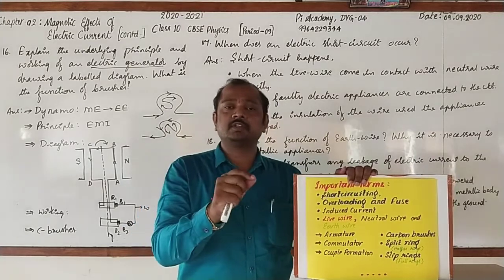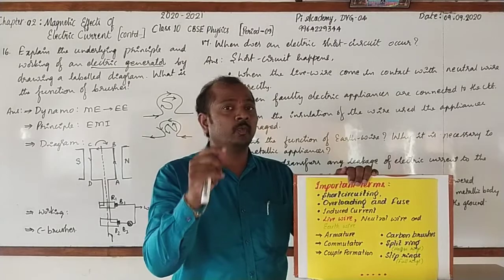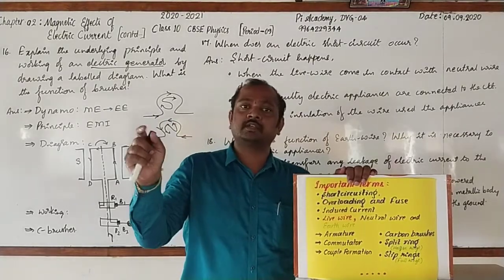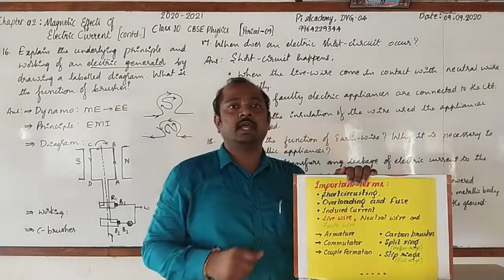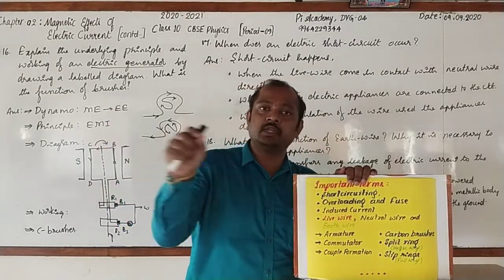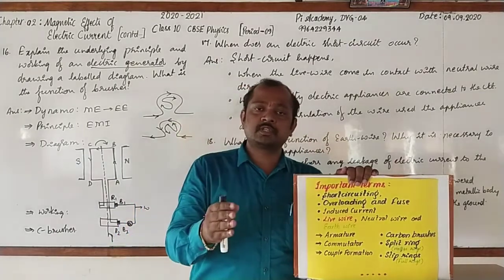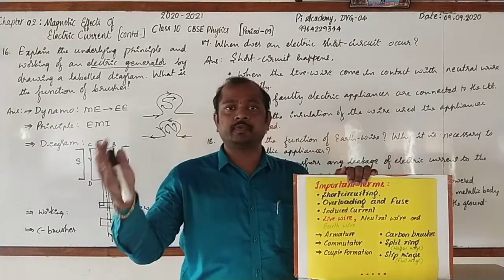Live wire is a high potential wire, and its potential is about 220 volts. And do remember, the fuse is always connected along with the live wire, because the main current is flowing in the live wire. And one more important point, in fuses also we get different ratings, and they are used for different purposes.